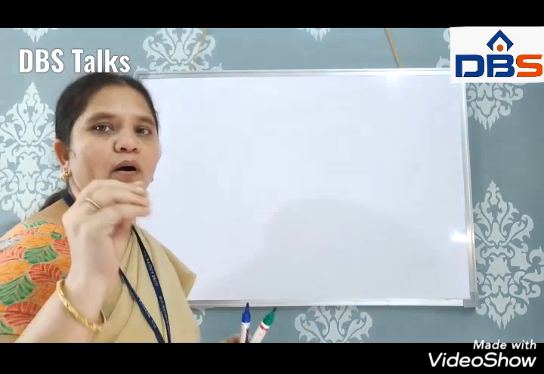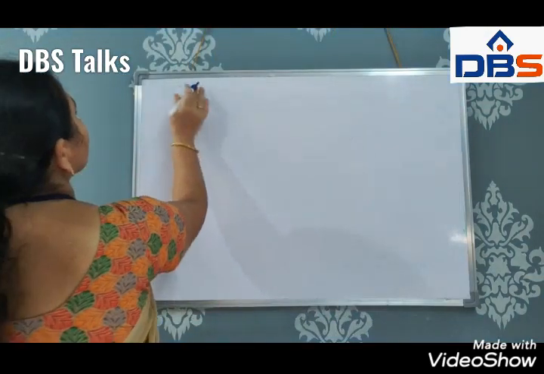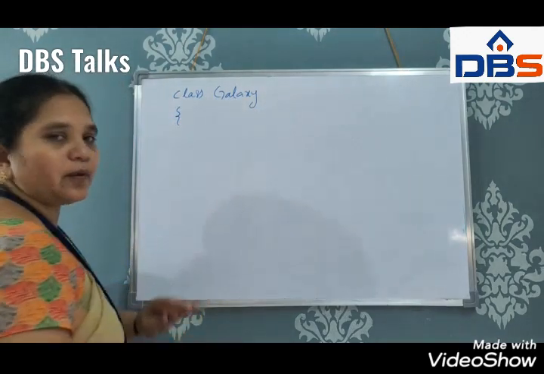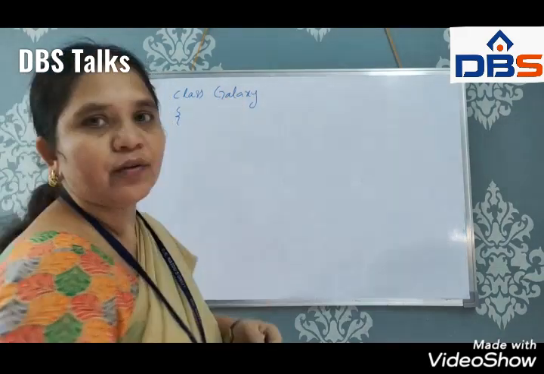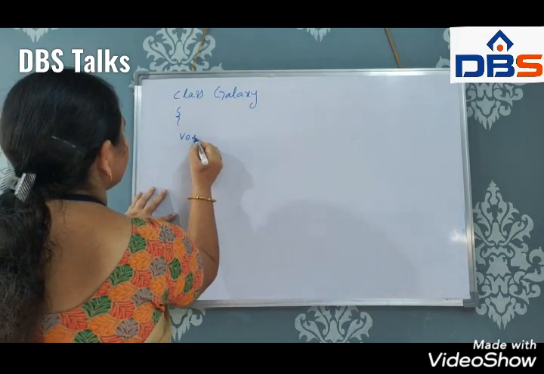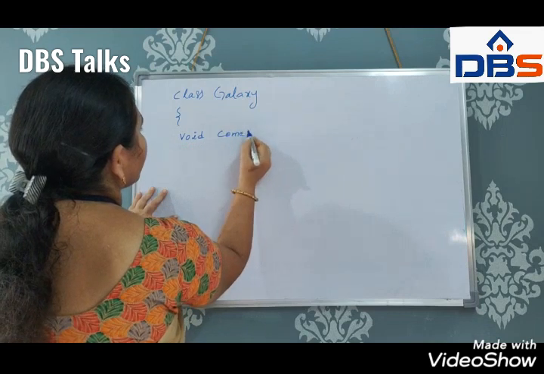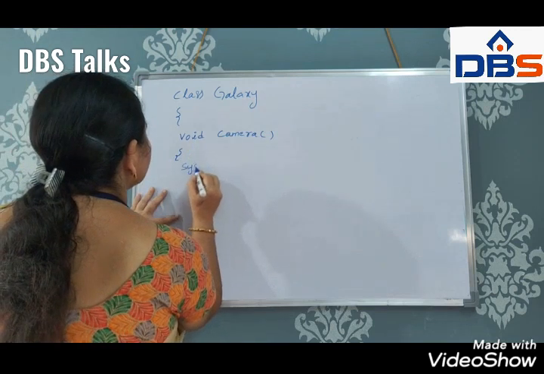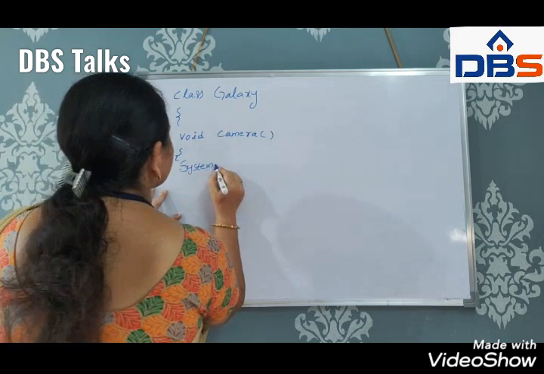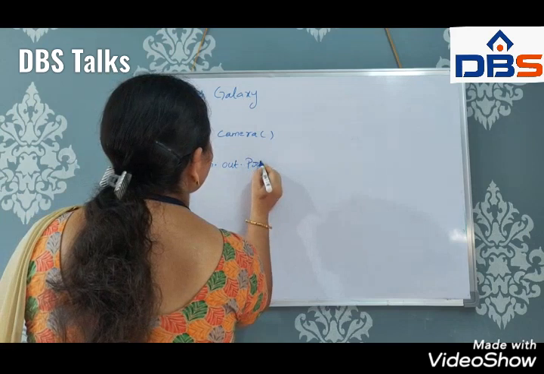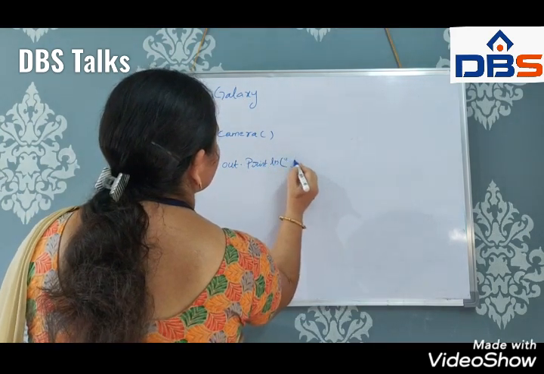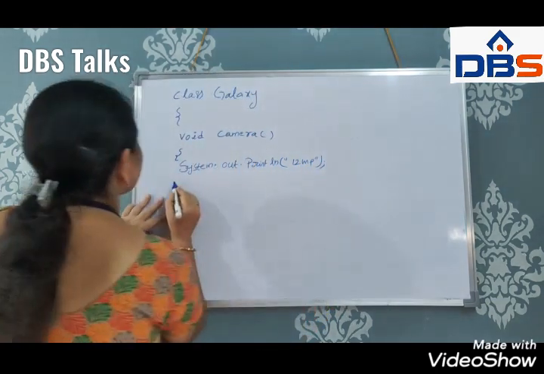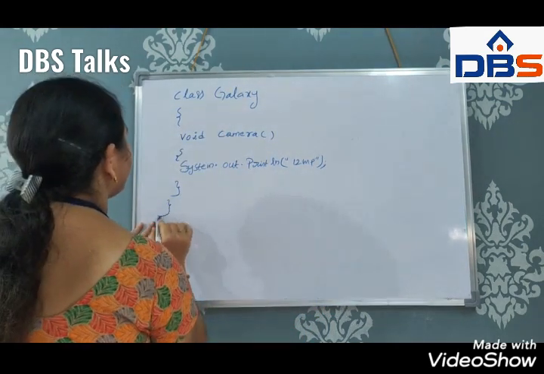So here I want to explain with a small program. Class Galaxy is nothing but a mobile. This is the existing mobile Galaxy. I am using void camera, the same name camera. Here System.out.println, 12 MP, MP means megapixels. So close this method. This is the parent class or superclass.